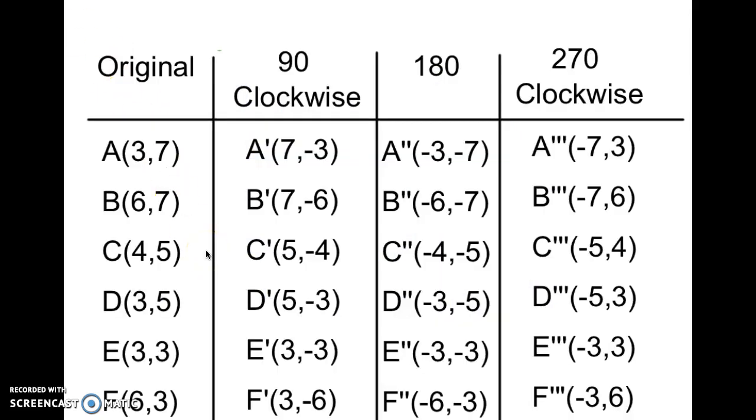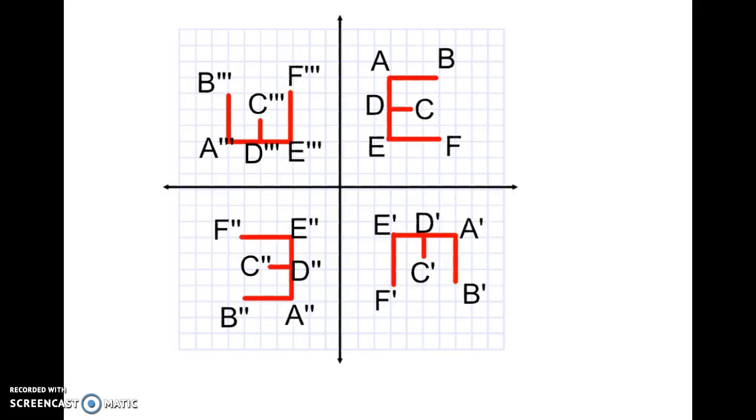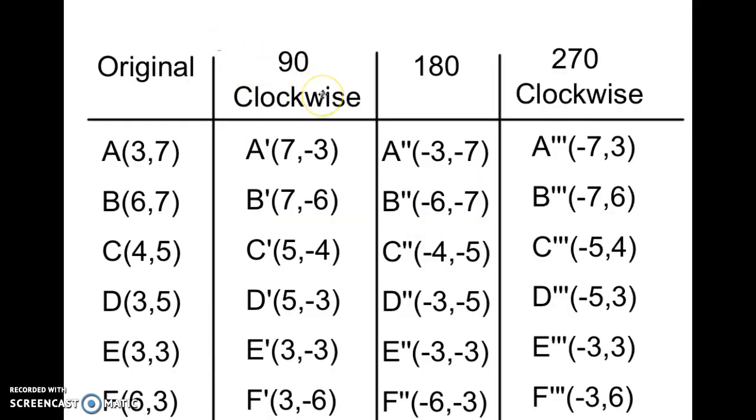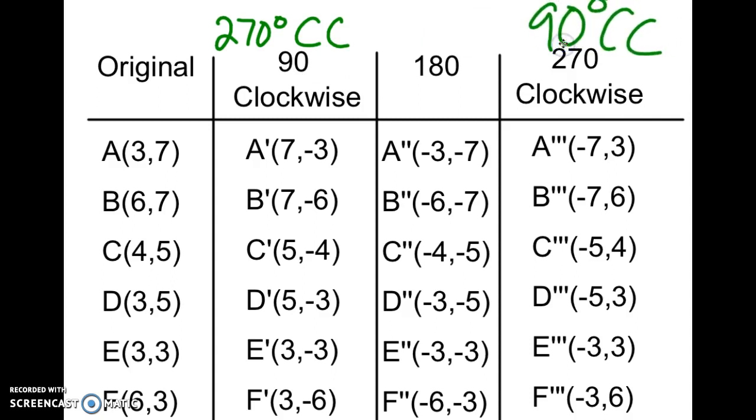And I listed all of the ordered pairs for each of those, and that's what you should have done from yesterday. If you were not here yesterday, go ahead and just copy this chart on your piece of paper and go back to my picture and just do a rough sketch of that picture on your paper as well. We said that a 90 degrees clockwise rotation was the same as a 270 degrees counterclockwise rotation. Also, a 270 degree clockwise rotation is the same as a 90 degree counterclockwise rotation.